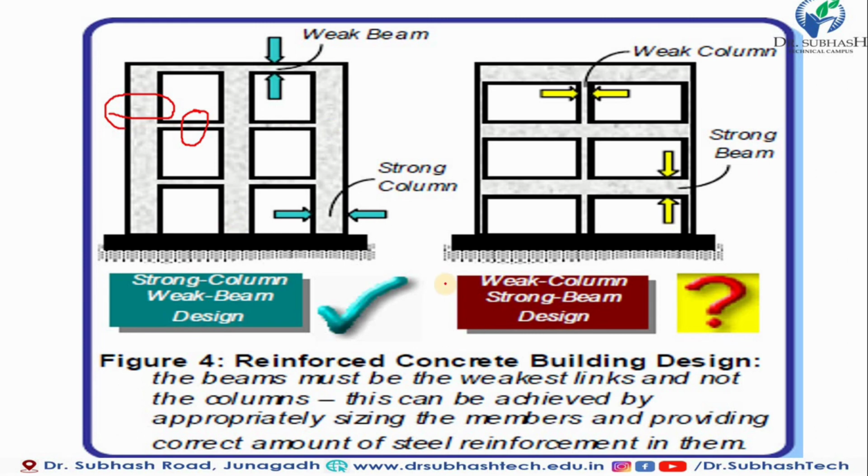What was performed during the past decade? Columns were weak and beams were heavier. That is the inverse of this design. We don't require a heavy beam; what is required is a heavy column, so that the shaking of the earthquake can be resisted. So these are the reinforced concrete building design and the concept itself: strong column weak beam.